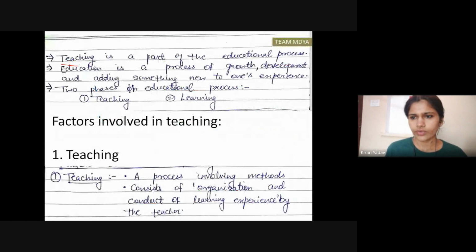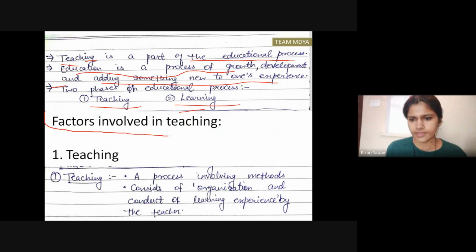Teaching is a part of the educational process. Education is a process of growth, development, and adding something new to one's experience. So while teaching, when someone is learning, it means something new is added to one's experience. Two phases in the educational process are there: teaching and learning. So this is an important topic: factors involved in teaching. What are the factors involved in teaching?